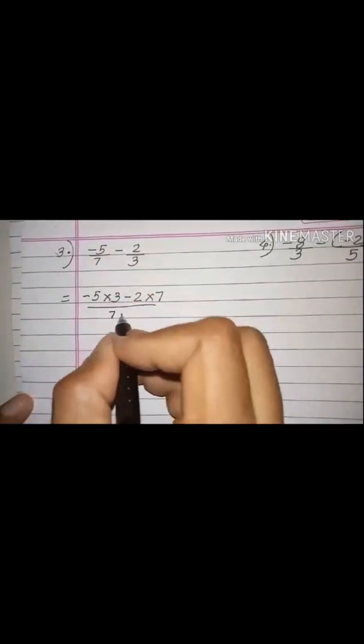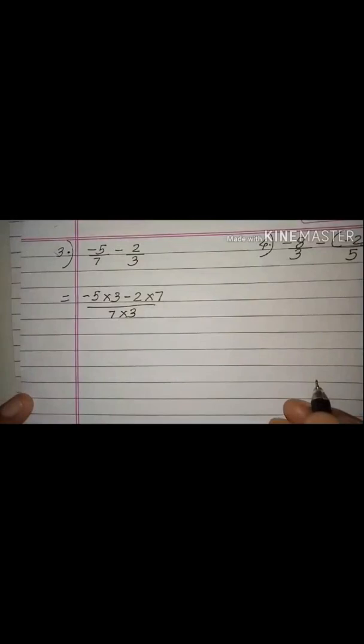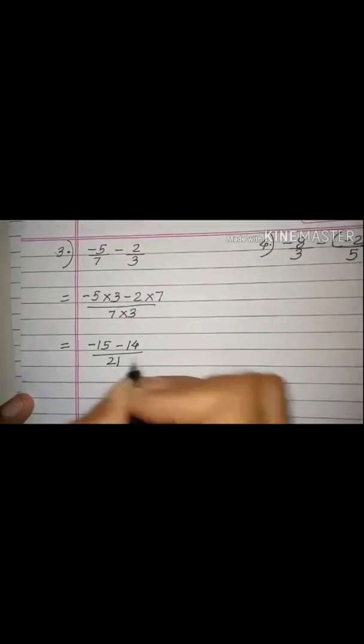Let us continue, children. Again, subtraction of rationals. Denominators are different. No relation between denominators. So I will write it as minus 5 into 3 minus 2 into 7 upon 7 into 3. So this will be how much? 5 3s are 15. Don't forget the minus sign. 2 7s are 14 and a minus sign, upon 21.